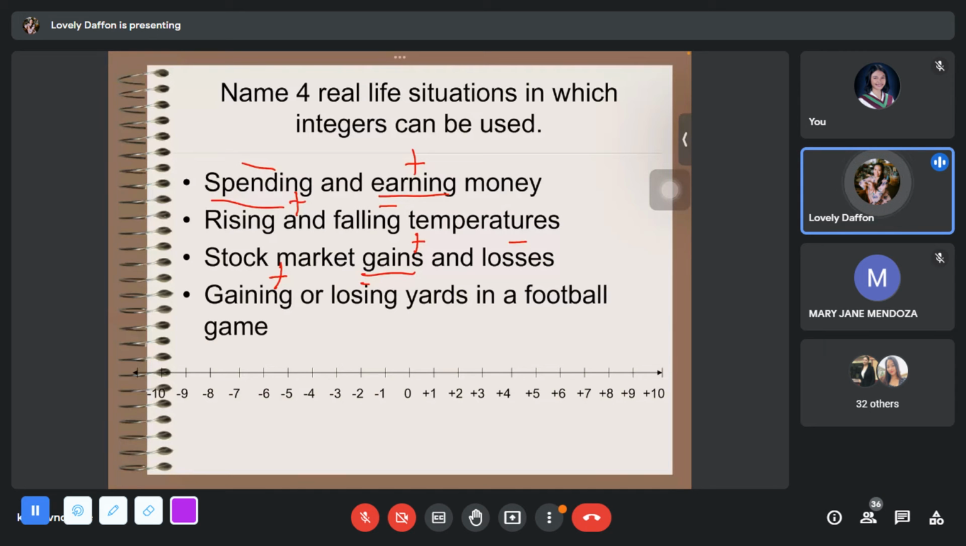So you see, those are just examples of real life situations or context-based experiences that we could provide for our students. So in that case, we are not just emphasizing how important it is to teach the concept of integers, but we are also helping them realize and understand better what integers really are in real life.